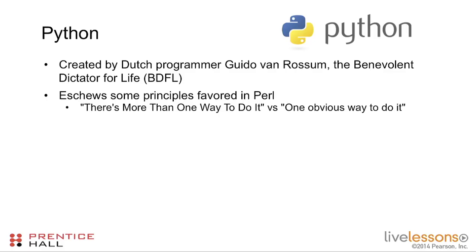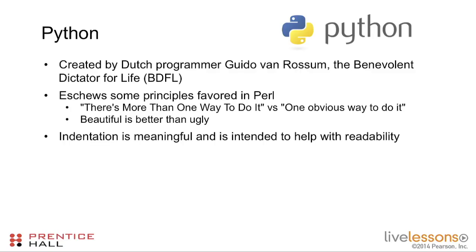Python differs from Perl in some important ways. In Perl, we talked about the saying, "There's more than one way to do it." In Python, there's one, and usually only one, obvious way to do it. In Python, they also believe that beautiful is better than ugly, which is kind of a ding against the Perl syntax. In Python, indentation is meaningful and is intended to help with readability.